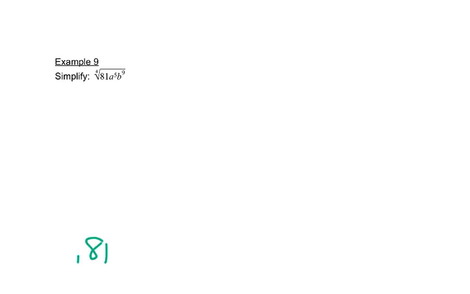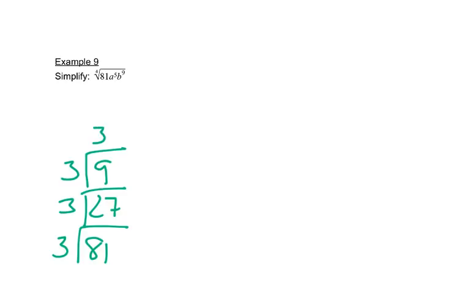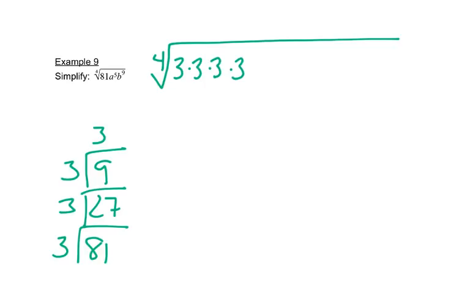Let's look at 81. So divide by 3, it's odd. It's a good place to start. We get 27. Divide by 3, we get 9. Divide by 3, and we get 3. So we have the 4th root of 3 times 3 times 3 times 3. And a is there 5 times. And b is there 9 times.